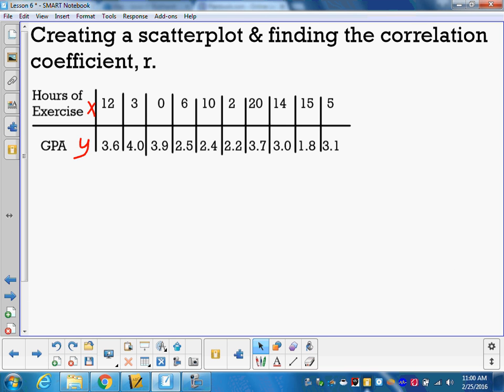L1, L2. Then the second list is your Y values. Error. Oh, you need to put a comma between them.